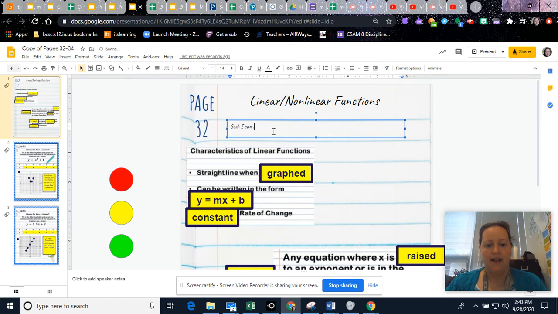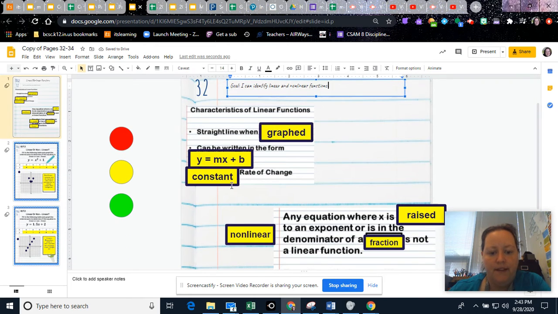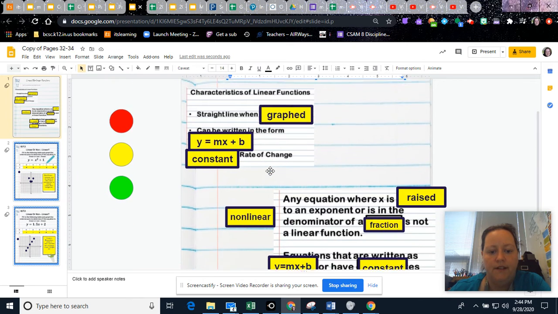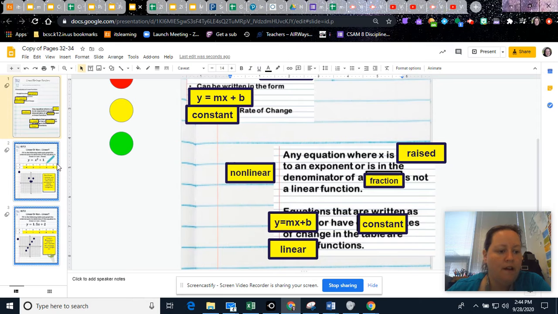Our goal is I can identify linear and non-linear functions. So I think we went through the click and drag yesterday. So if you need those answers still, here they are. Don't be shy. Use these as you're going through maybe your content quizzes or the rest of these notes. That's why we do them.